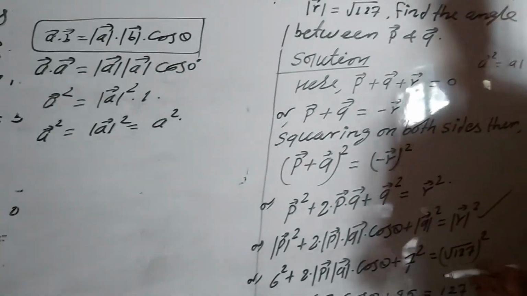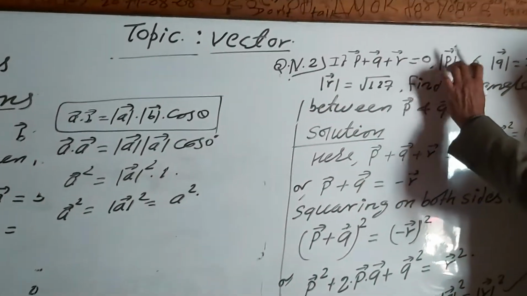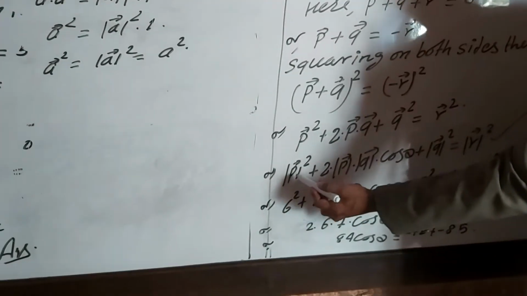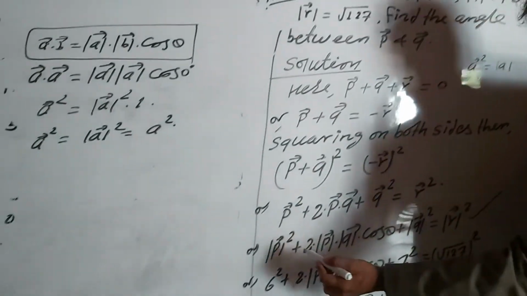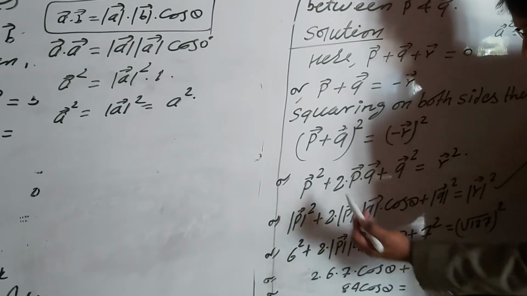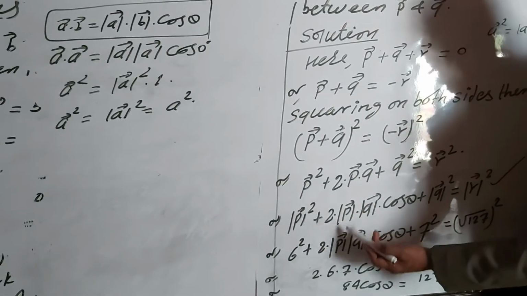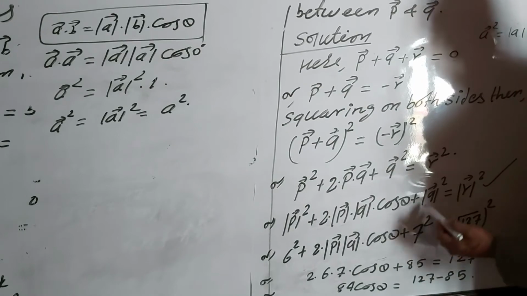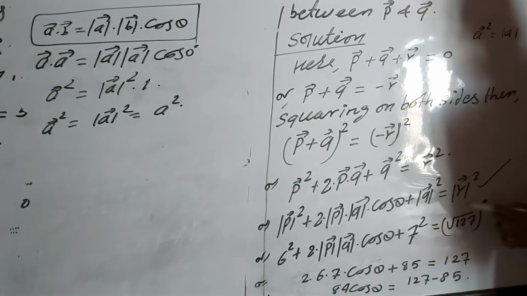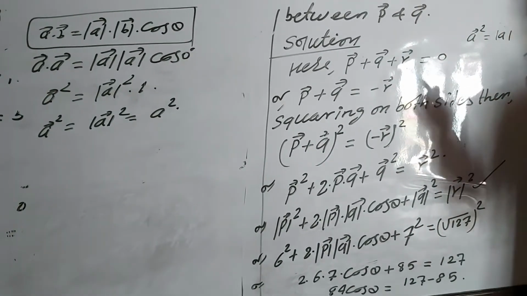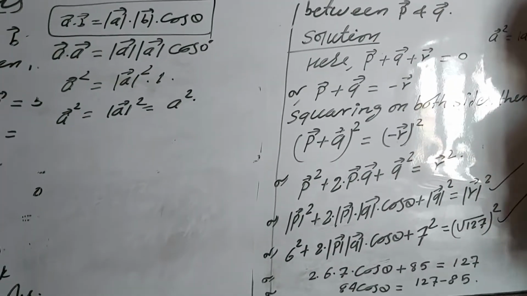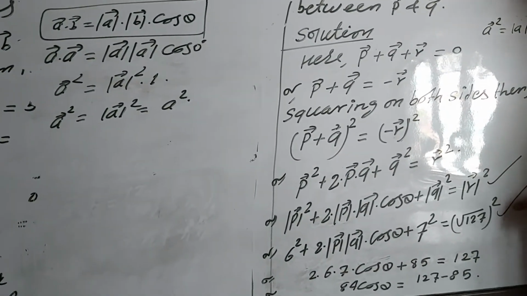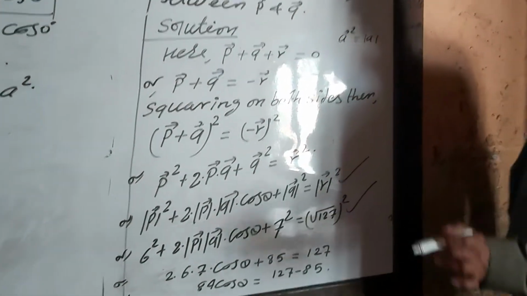After then we have the value: vector p equals 6, so magnitude of p is equal to 6. So magnitude of p whole square is equal to 6 square, plus 2 into magnitude of p into magnitude of q into cos theta, plus here 7 square. Substitute the value of magnitude of p, q and r, then you get this step. Okay, is it clear? Yes. After then go on to the next step.